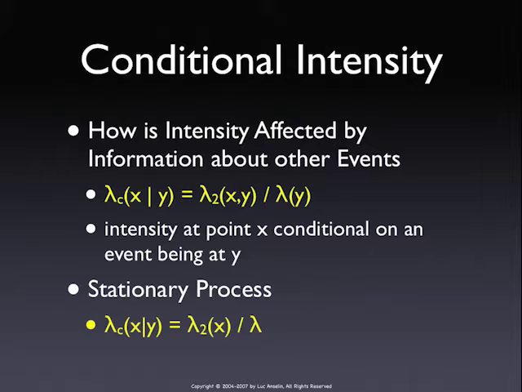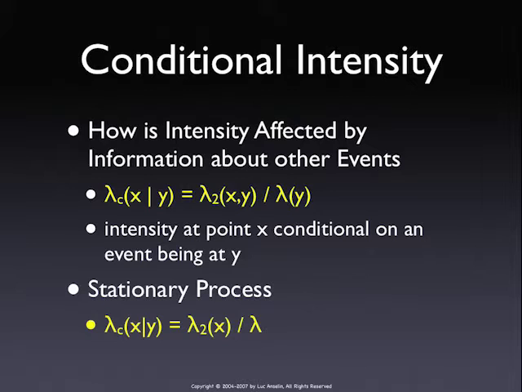This is the joint, the product, the lambda 2 for both x and y. This is the conditional, given that there is an event at y, and the result of this is the ratio of the joint to what we call the marginal, which is the simple intensity that we started with. So this is a second order moment, the numerator is. The denominator is a first order moment, an intensity. Okay. For stationary processes, this is lambda. We already saw that, so this simplifies.